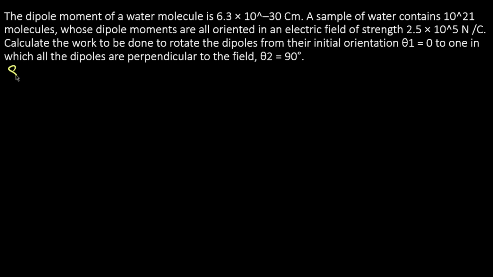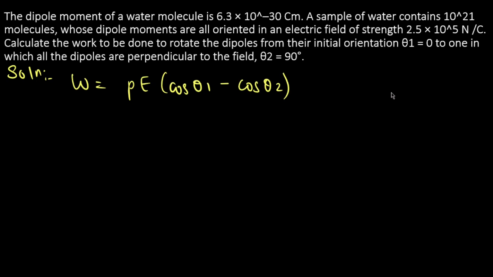So solution: the work done to rotate a dipole in an electric field is given by pE times cos of theta 1, that is the initial angle of the dipole, minus cos of theta 2, that is the final angle of the dipole. So this is the work done to rotate one dipole, but we have 10 raised to 21 molecules of water. So to rotate 10 raised to 21 molecules of water under an electric field, the work done will be n times pE (cos theta 1 minus cos theta 2), where n is 10 raised to 21.